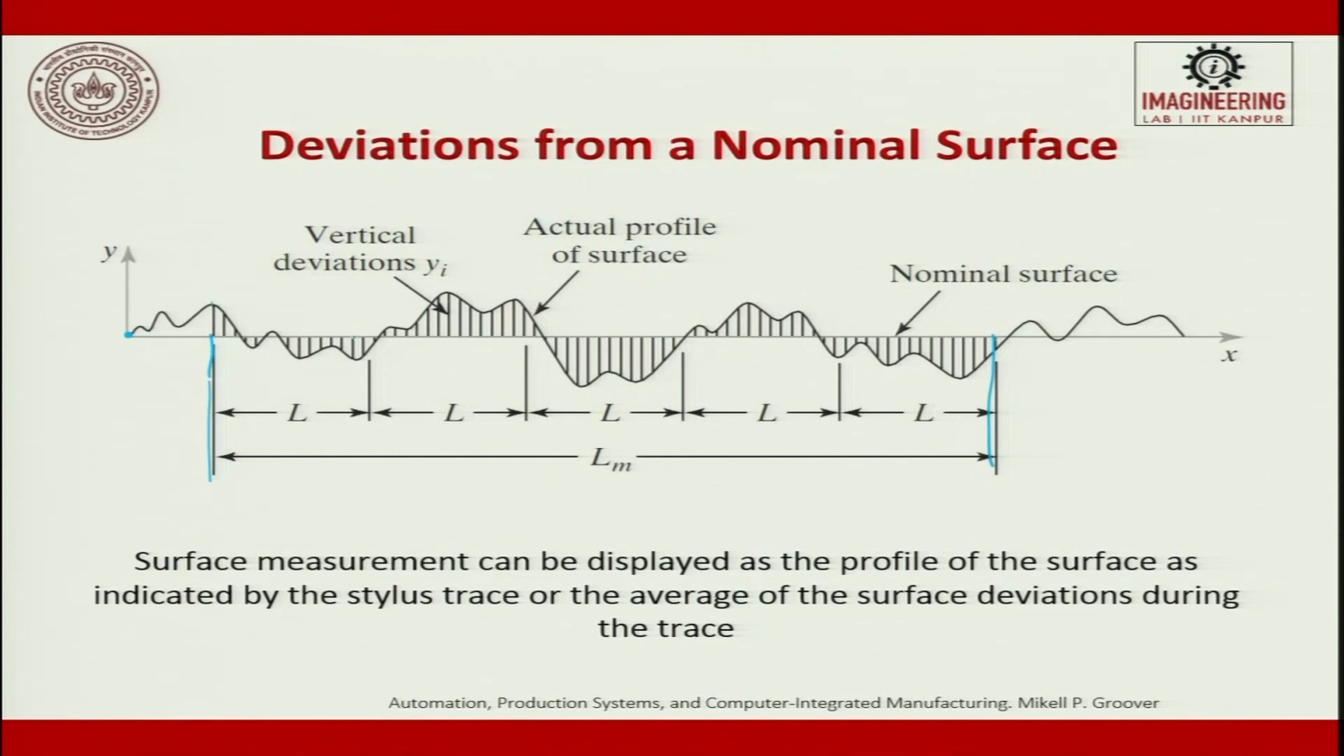This will be divided into several fragments, and in each fragment we try to calculate the area above and below the curve. Then we take the average across all these L's, and we get the average value. So, this is the actual surface which is undulated. These are the vertical deviations in the y axis, and this is the nominal surface. Surface measurement can be displayed as a profile of the surface as indicated by the stylus trace, or the average value of the surface deviation during the trace. So, this leads to an Ra value.